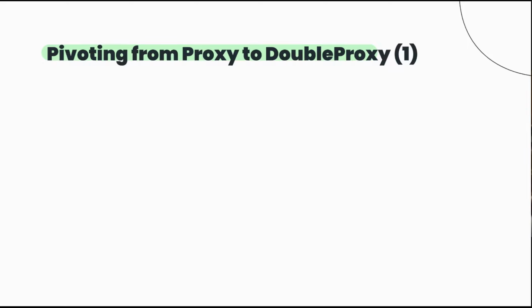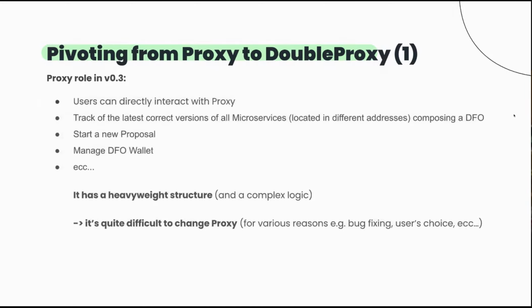Finally, we will be discussing the pivoting from the proxy to the double proxy contract, and what we mean by pivoting. And before explaining what we mean by pivoting, we need to explain what's the role of the proxy in the version 0.3. In the 0.3, the users can directly interact with the proxy, and this means that the proxy is one of the main interfaces of the DFO.